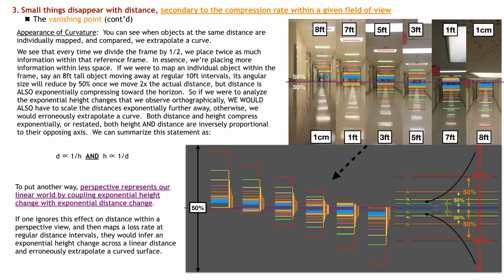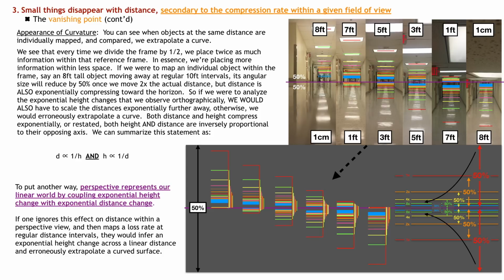So, some more appearance of curvature. You can see that when objects at the same distance are individually mapped and compared, we can extrapolate a curve. So we see that every time we divide the frame by 1/2, we place twice as much information within that reference frame. Remember that H1 over H2 equals D2 over D1. In essence, we're placing more information within less space.